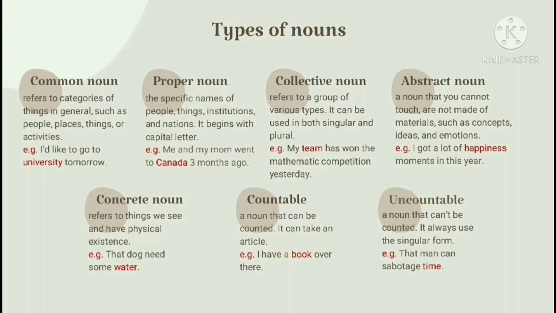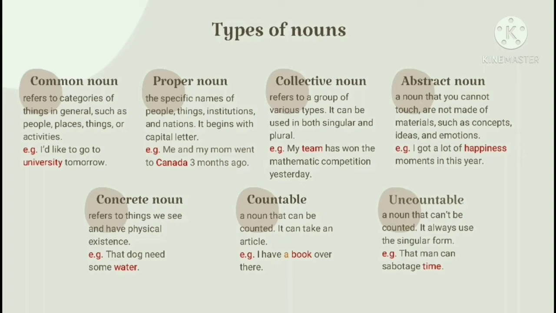The third type is collective noun. Collective noun refers to groups of various types. Collective noun can be used in both the singular and plural. I would like to give you an example of collective noun in a sentence. My team has won the mathematics competition yesterday. So the word team here is collective noun because team is a group of people who work together.